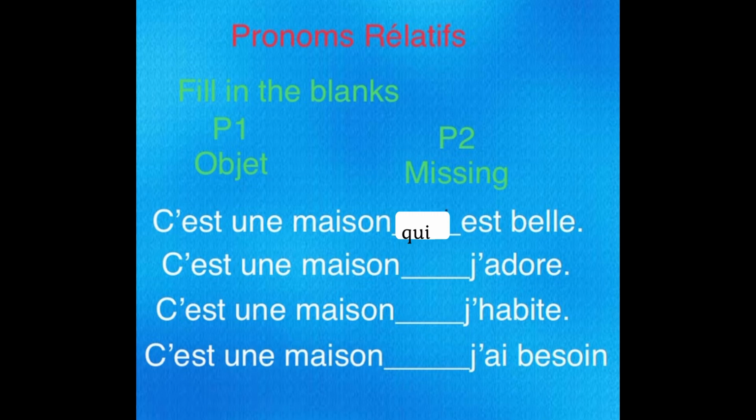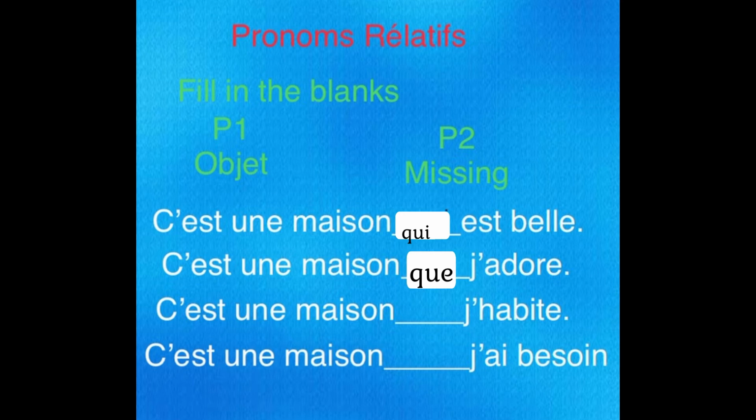Now, while integrating, we know that we replace the direct object in phrase 2 with que. So we will fill the blank with que and it would become C'est une maison que j'adore, and it would translate into: this is a house that I like.